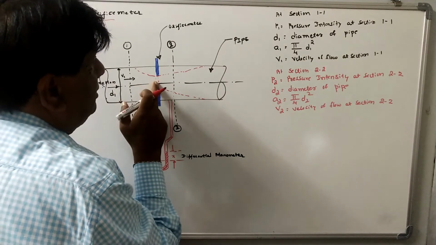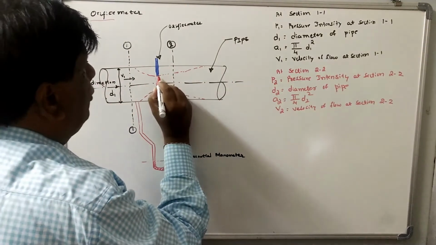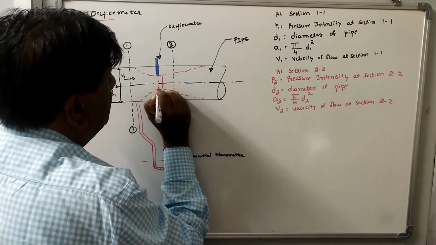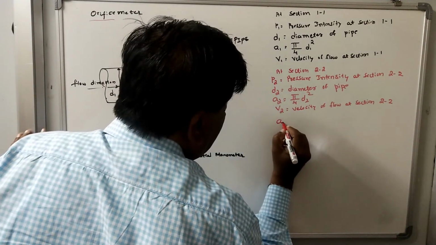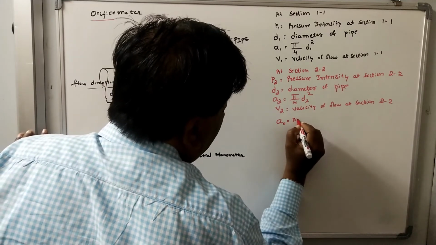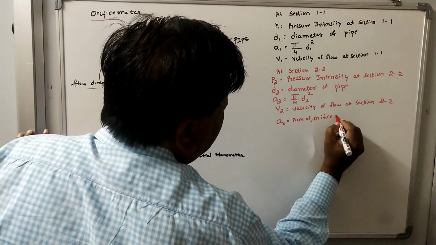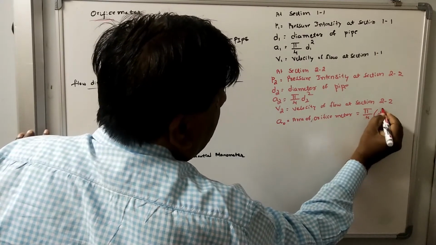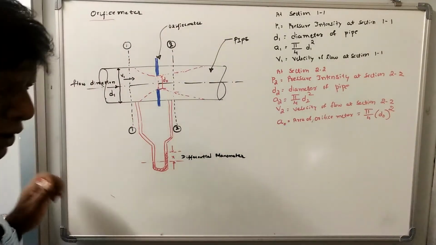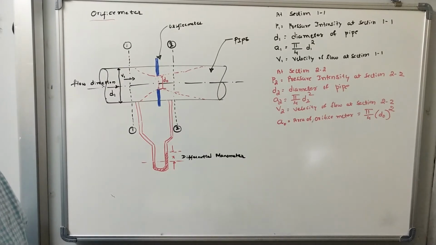Because this is actually the diameter of the flow. The diameter of the hole, you can take as D0, and the area of the hole, you can take as A0. It is the area of the orifice meter, and this area is pi by 4 D0 square. The normal value of D0 is 0.5 times the diameter of the pipe, but this value varies from 0.4 to 0.8.